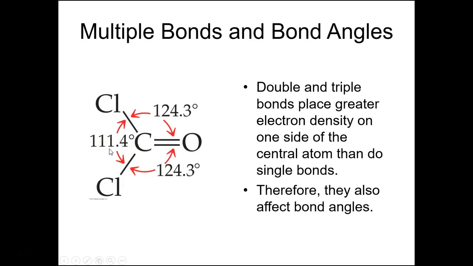You don't need to memorize these bond angle numbers either on this slide or on the previous slide. You just need to be aware of the general fact that a non-bonding pair or a double bond or a triple bond is large, those electrons occupy a larger volume than a single bond, and they are going to squeeze these bond angles down.